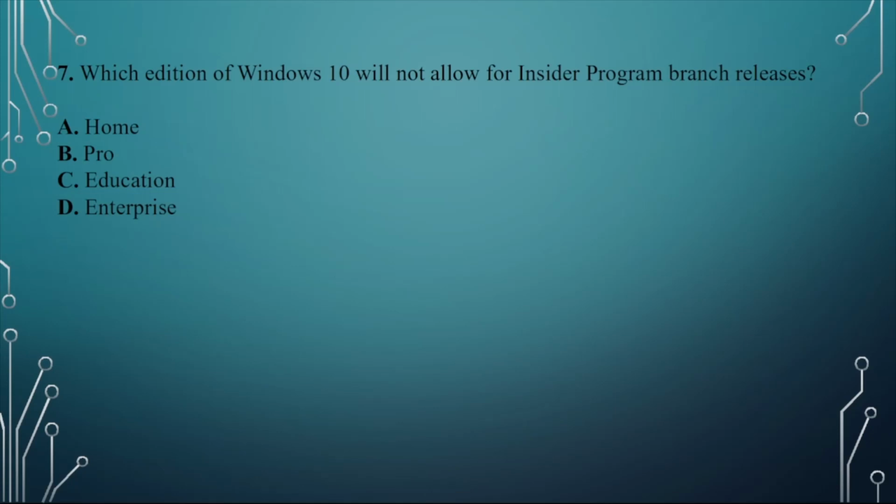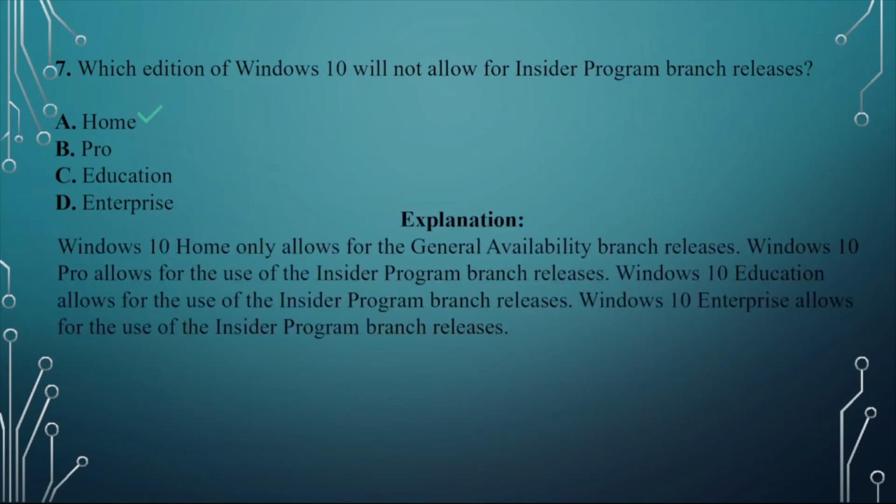Question number 7. Which edition of Windows 10 will not allow for Insider program branch releases? A. Home, B. Pro, C. Education, D. Enterprise. So, which edition of Windows 10 will not allow for Insider program branch releases? That would be A. Home.